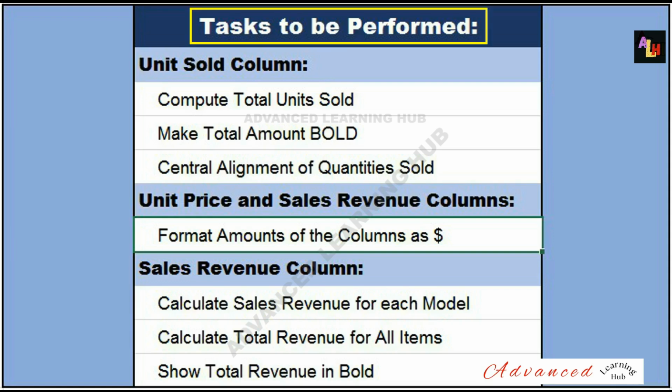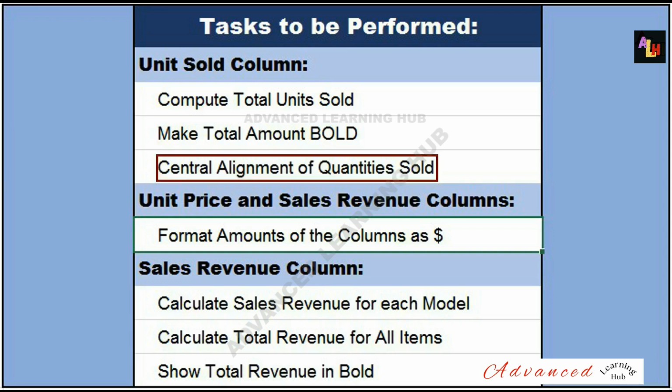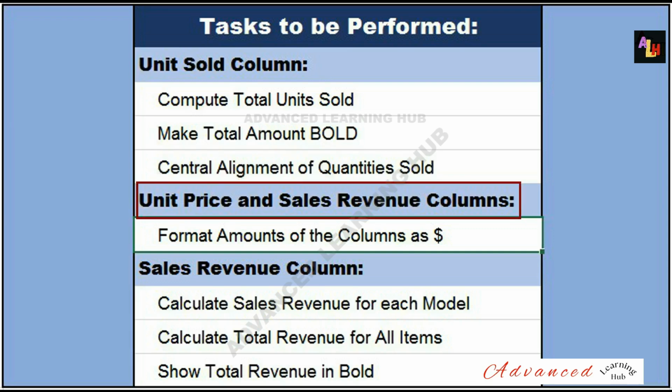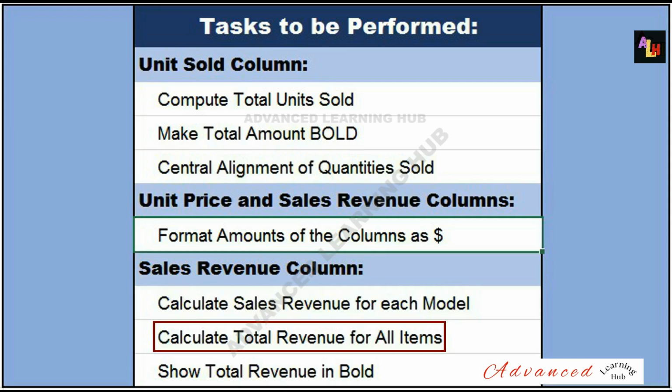These tasks are to be performed on the Unformatted Report. For the Units Sold column, compute total units sold, make the total amount bold, and center-align the quantities sold. For the Unit Price and Sales Revenue columns, format the columns as $. For the Sales Revenue column, calculate sales revenue for each model. Calculate total revenue for all items, and show total revenue in bold.